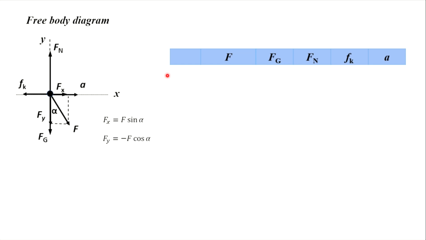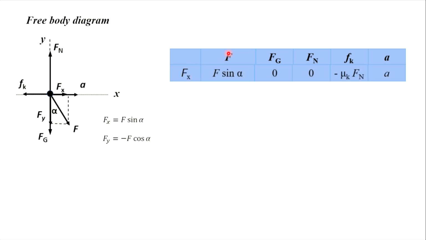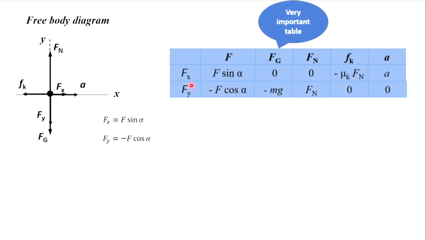In the next row, she included in the table the x components of all vectors presented here. So for force F, gravity and normal force, they are normal to the x-axis, so their components equal 0, and kinetic friction is here, and acceleration. In the next row, she collected the y components of the same vectors. This is a very important table, and it makes further calculations simple.